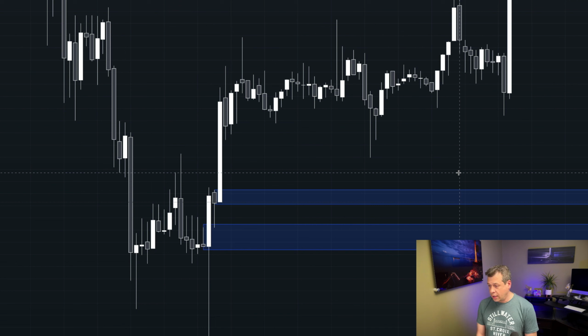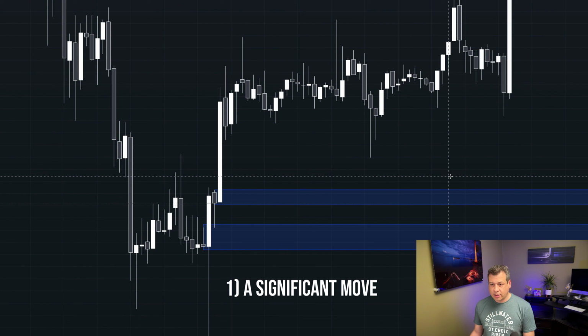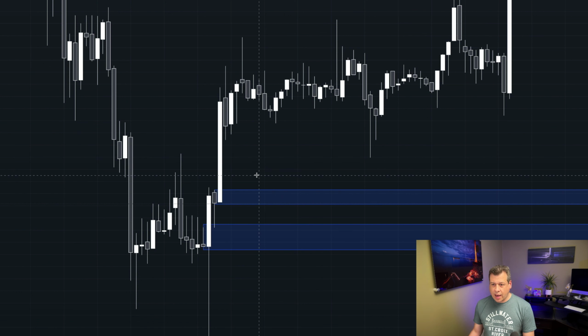What I look for is, number one, a significant move. I try to identify a significant move, like in the case right here, where you've had a significant move upward, and it typically creates a gap when you have these significant moves.